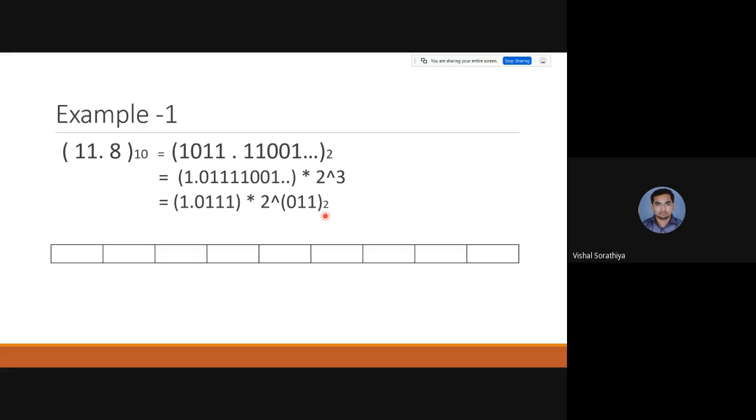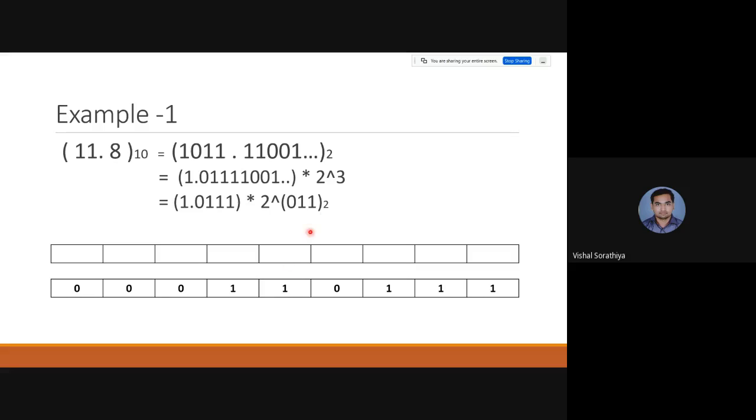If you go with that block, you can say this is 0, 0, 0, 1, 1, 0, 1, 1, 1, 1. This number is going to be represented over here. How will it be there? Just a second.